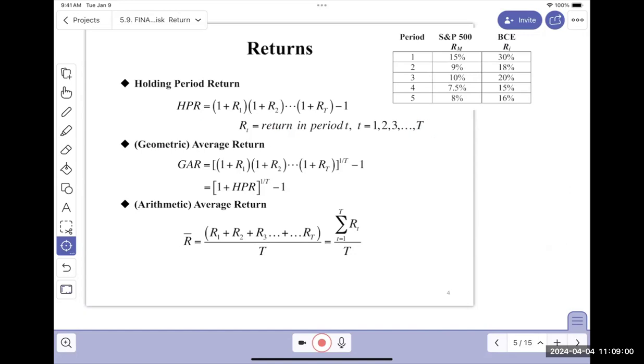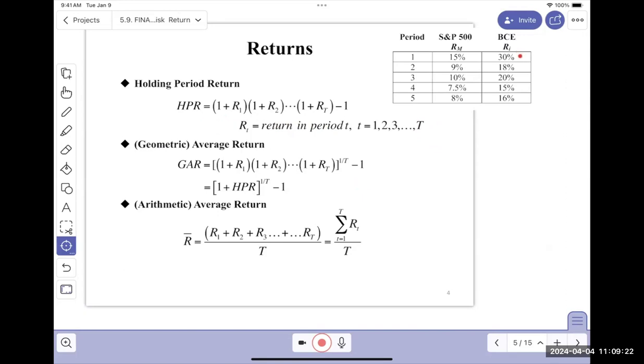So for every dollar invested, how much do you make after 5 periods or T periods? That's one measure. A second is you might want to know what you made on average per year, because the market is volatile. Returns can go up, they can go down.